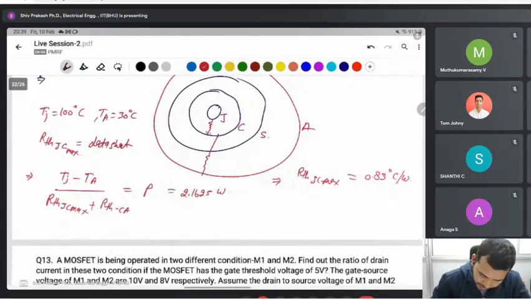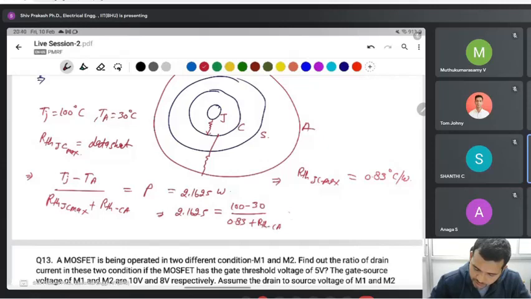Then apply here and find the value of RθCA. TJ is given 100, and 2.1625 is equal to (100 minus 30) divided by (0.83 plus RθCA). You can find RθCA as 32.1 degree centigrade per watt.